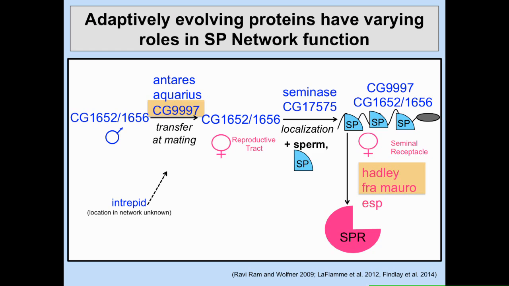CG9997 may be evolving adaptively based upon an important function in transfer or its interdependency with the other sex peptide network proteins, even prior to the transfer to the female. Hadley and Fra-Moro may be important and evolving adaptively based upon their function in possibly the female post-mating response.